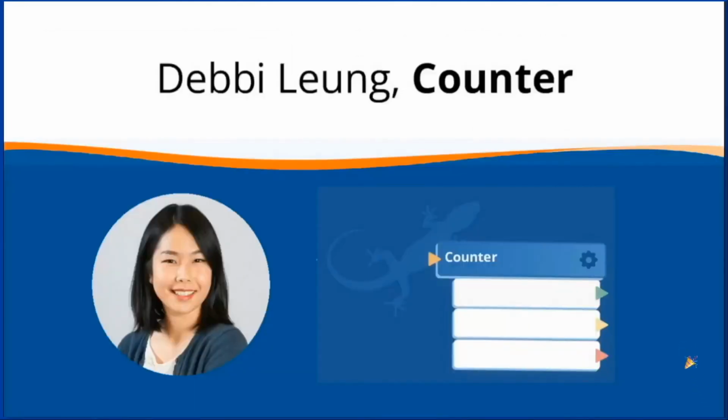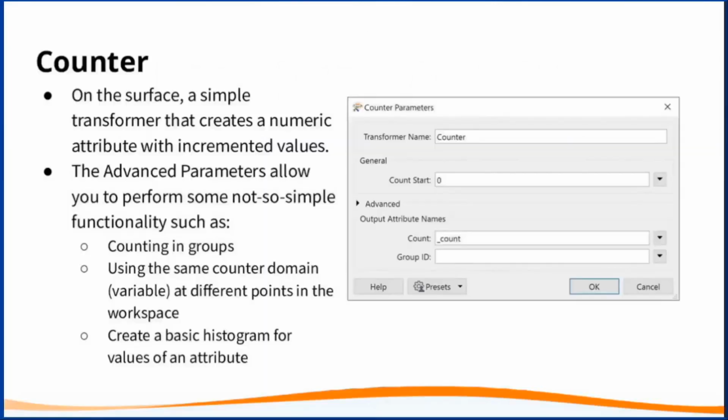Okay, thanks, Nampreet. I'll be talking about the counter today. So on the surface, the counter is a simple transformer that creates a numeric attribute with incremented values. You can specify the number to start the count from, and you can also set the attribute name of the count. However, don't let this simplicity fool you into overlooking more powerful functionality of this transformer.